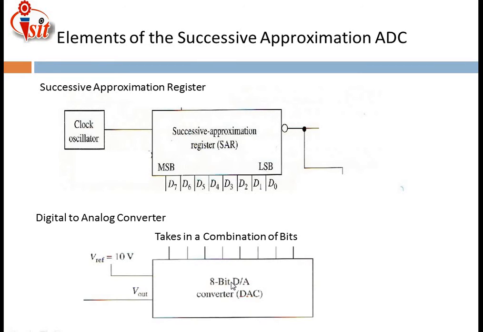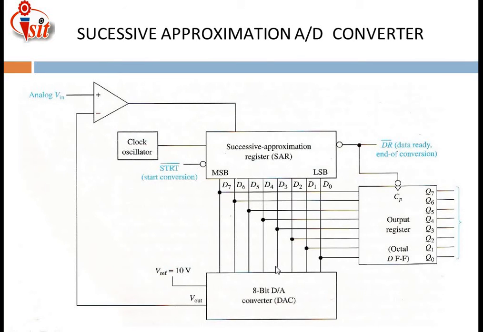That means how many bits the A to D converter uses is totally dependent upon the requirement. Then the reference voltage along with the output voltage is also applied to the digital to analog converter, and it takes the combination of the bits. Then this is a successive approximation A to D converter block diagram.